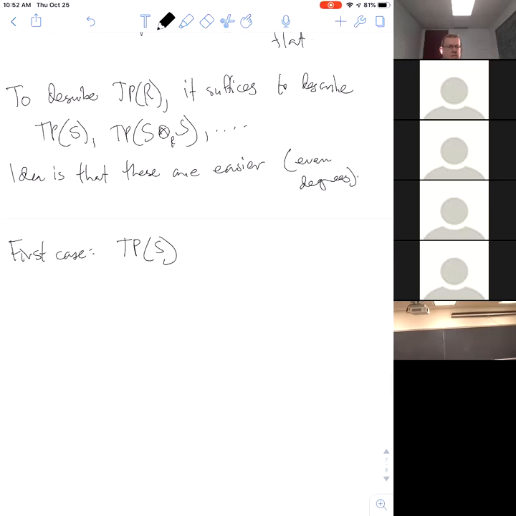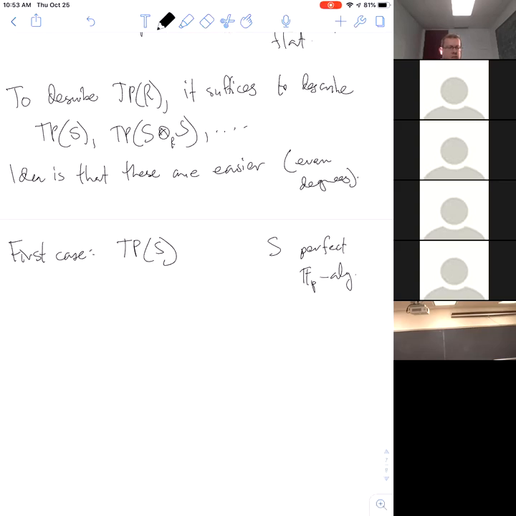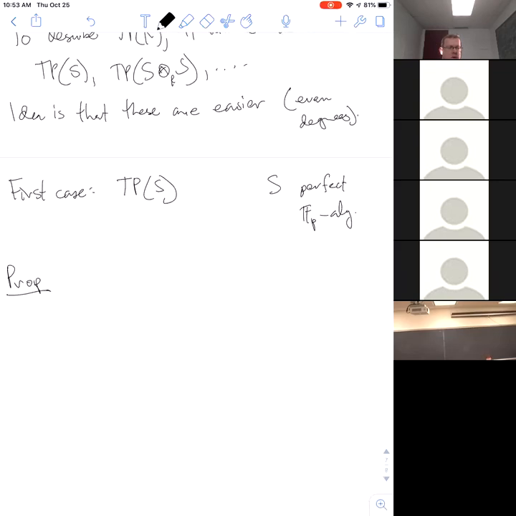So the first case is TP of S, and remember now that S is a perfect F_p-algebra. The Frobenius is an isomorphism. And now we have the following general proposition: we can compute TP of any perfect F_p-algebra. So I think I explained the formula for TP of F_p, but actually there's a formula for TP of any perfect F_p-algebra.